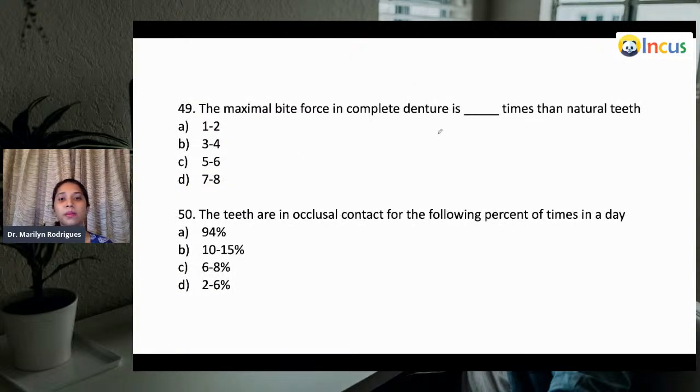Maximum bite force in complete denture is dash times the natural teeth. Question number 49, the answer is C, 5 to 6 times more than natural teeth.